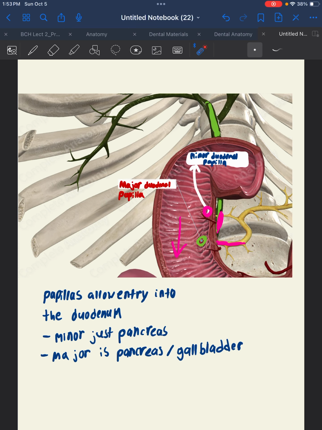And then there are technically two duodenal papillae. There is a minor duodenal papilla and a major duodenal papilla. The major duodenal papilla is the one the common bile duct and the main pancreatic duct empty into. The minor duodenal papilla is only for the pancreas.